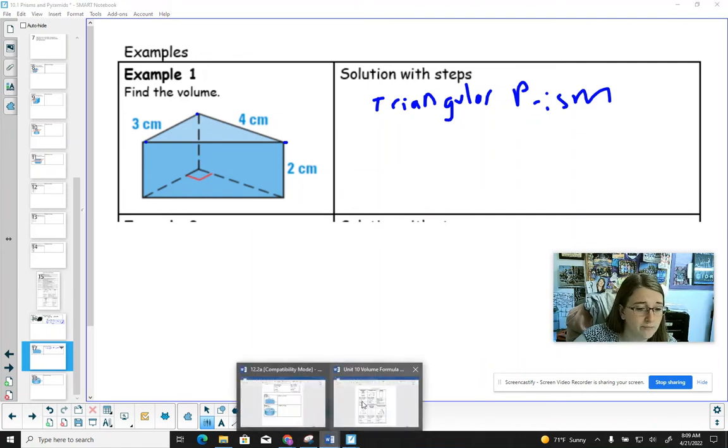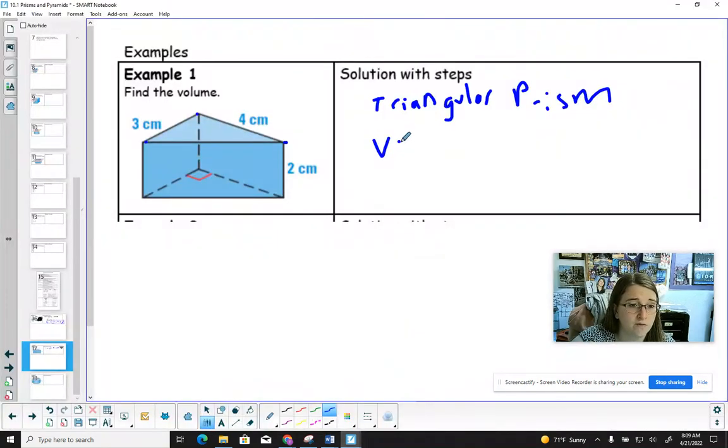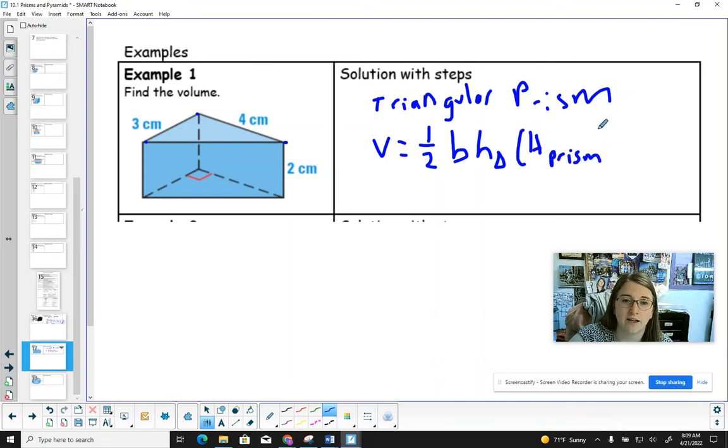Okay, so I'm going to copy over the formula. I've got 1/2 b h of the triangle times the h of the prism. So these are very distinct things, which is why I like the way this formula is written. Volume is 1/2. B is the base of the triangle. H triangle, this is the height of the triangle, times the height of the prism. There's different heights we're talking about here. So this gets a little bit trickier because you have to be able to identify these things properly.